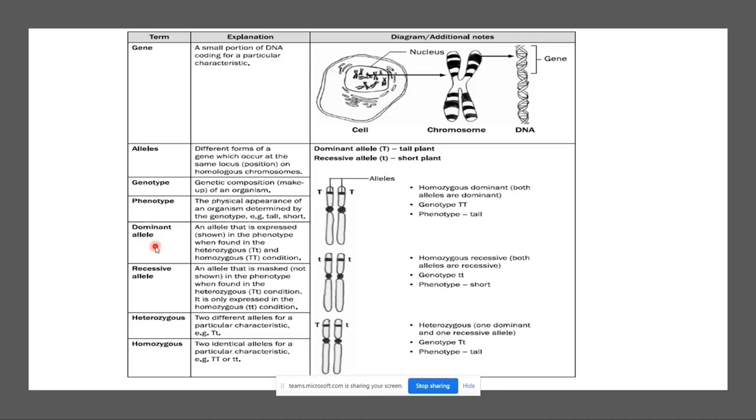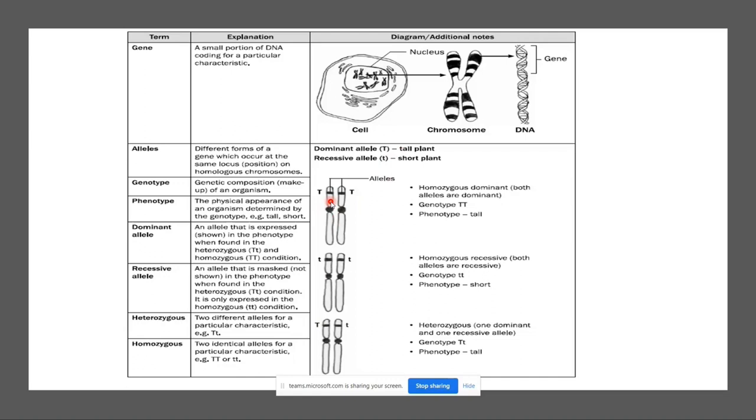Now, I first probably need to explain heterozygous and homozygous. Let's start with homozygous. Homo means the same. Hetero means different. Homozygous means the two alleles for the characteristic are identical. So let's just have a look. We're just randomly going to use T for tall and small t for short. There you can see big T, homozygous. Small t, homozygous. So the big letter normally indicates the dominant allele. So the dominant allele is always indicated with a capital letter.